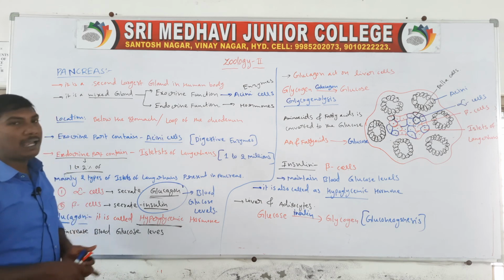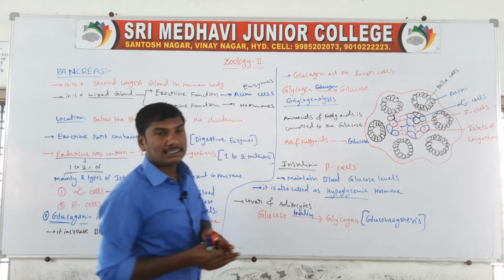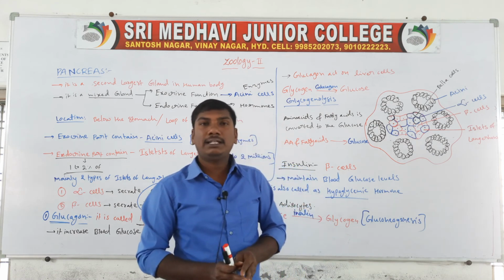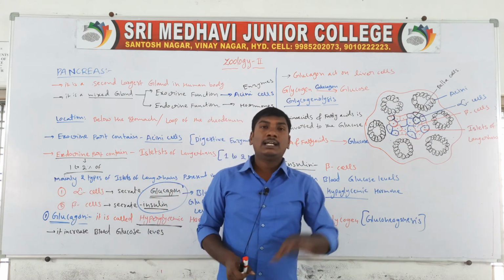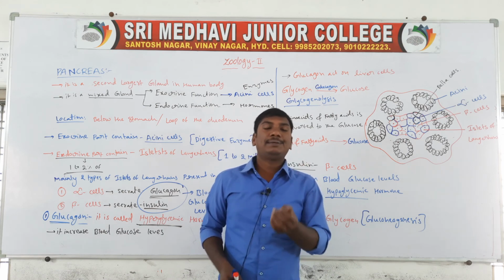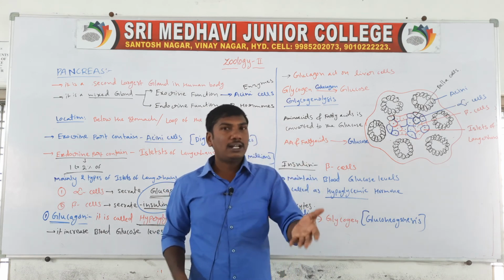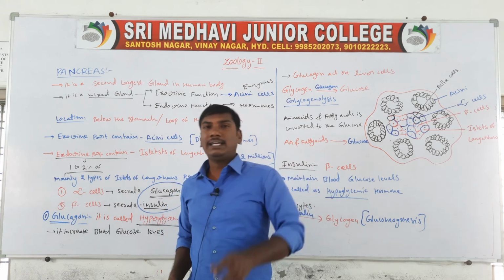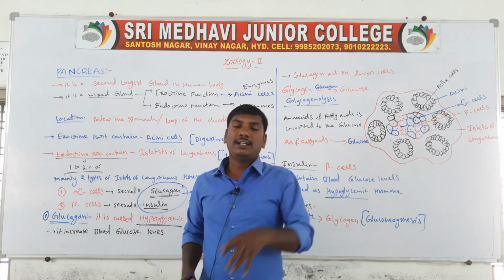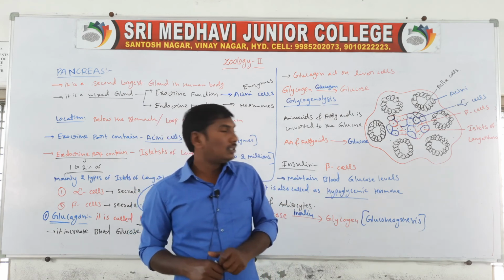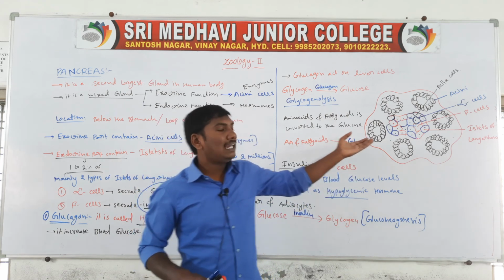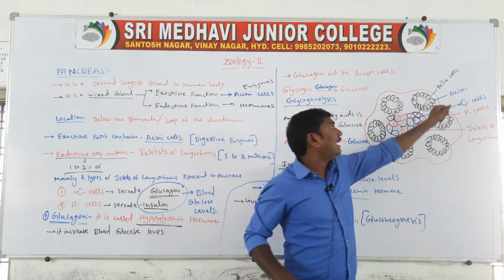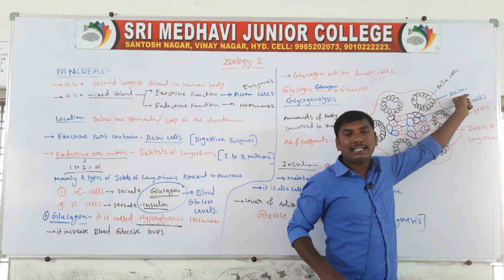Once revise the pancreas. The pancreas is the second largest gland of the human body. It is a mixed gland because it has an exocrine function and an endocrine function. The exocrine function is the secretion of digestive enzymes, and the endocrine part is the secretion of hormones. The endocrine part contains the islets of Langerhans, and the exocrine part contains acini cells.